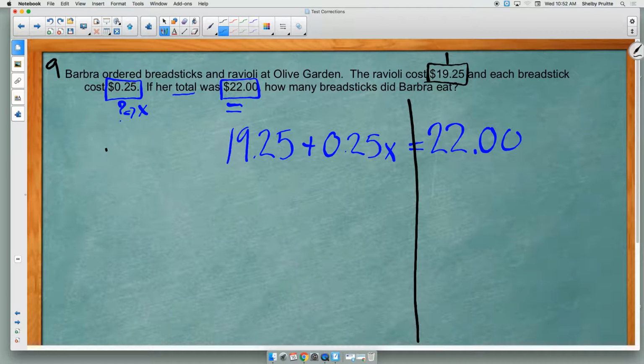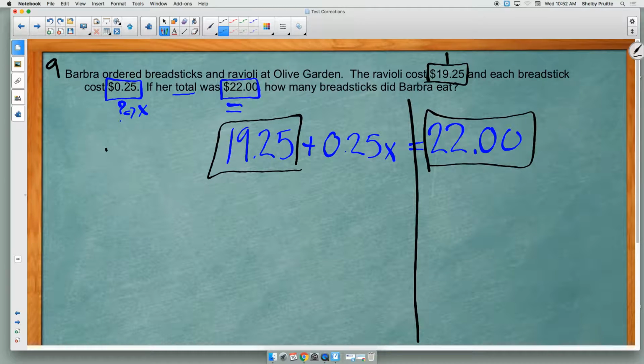So I'm going to start by circling my like terms. $19.25 is a like term with the $22 because they're both constants, neither one has a variable. And then the positive 0.25x, that's all by itself. So I'm going to start by getting my like terms together. I have to start here. I cannot start over here because I cannot move the 22 because then everything's blank on the right side.